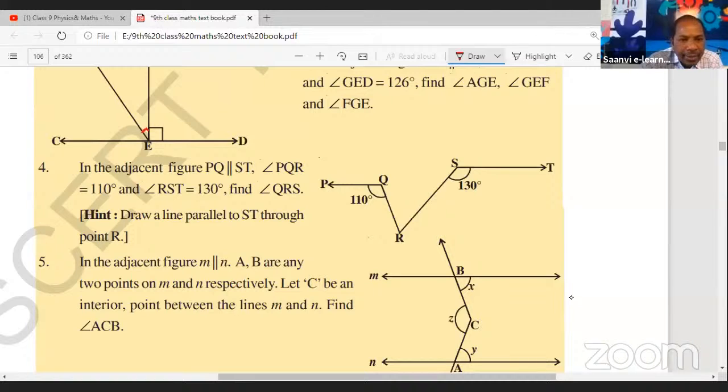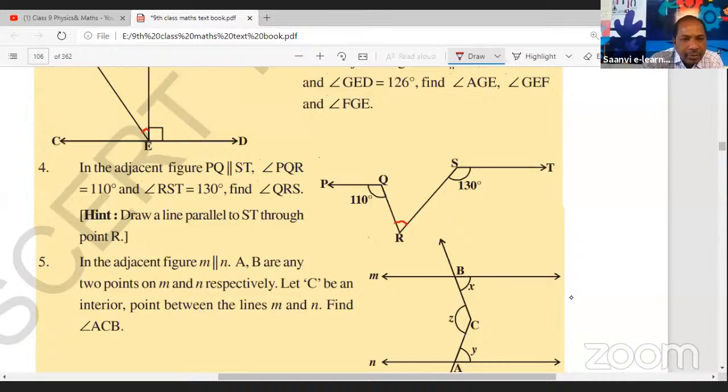And angle RST is equal to given 130 degrees. RST means this angle. So what is asked here? Find angle QRS. Angle QRS means this angle is asked. So this angle we have to find out.